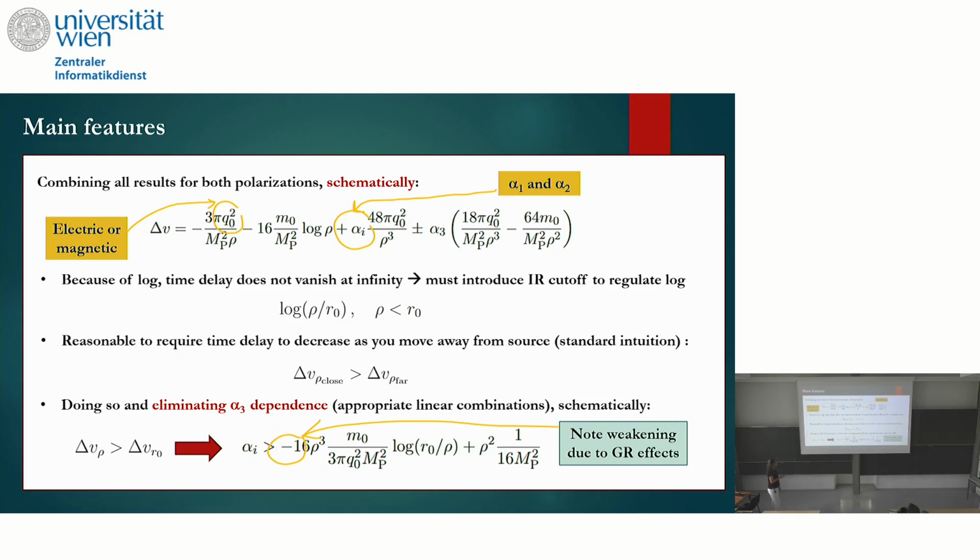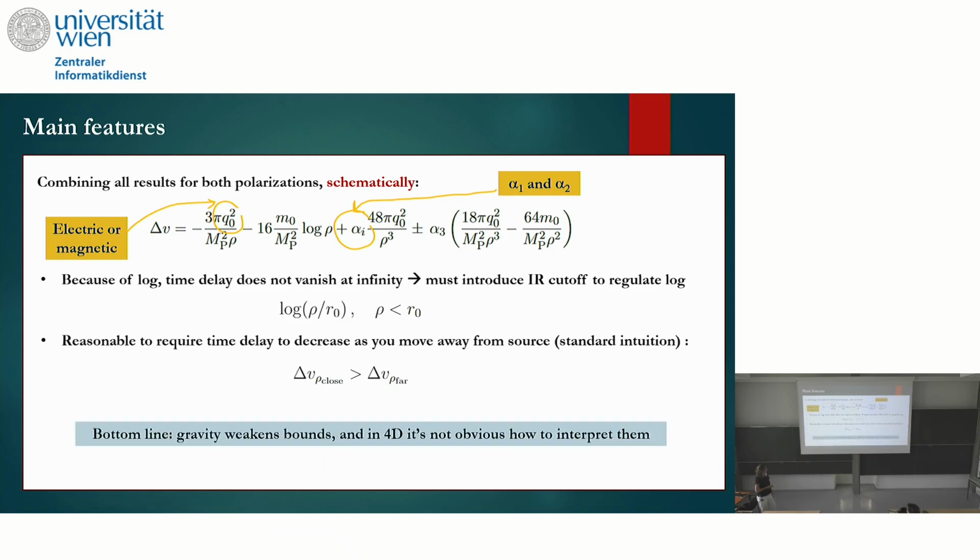But even there, you still have this minus sign floating around that tells you that gravity is just weakening the bounds. So the bottom line is that because of the log, at least in 4 dimensions, one needs to be careful about how to interpret the bounds. It is not clear what the best way to interpret them is. And then you also need to think about the role of this IR cutoff and UV cutoff. So there's the problem that gravity is weakening your bounds, and then in 4D, it's not obvious what to do and how to interpret them.